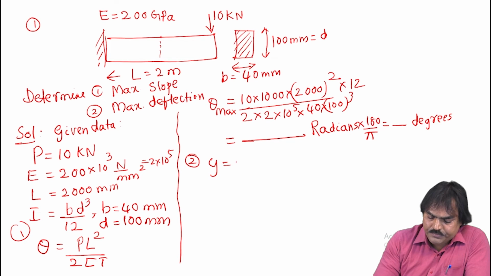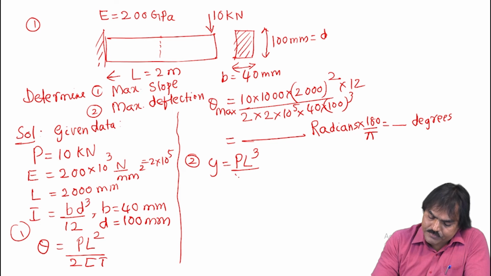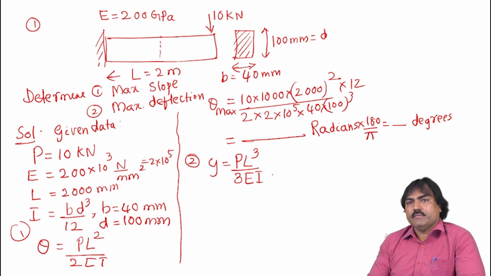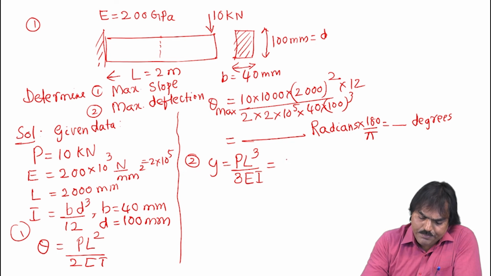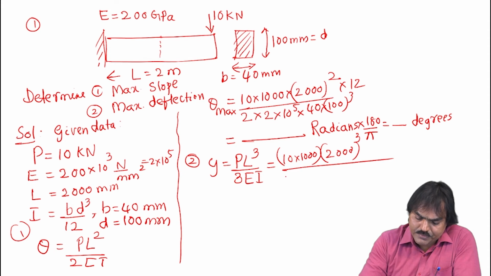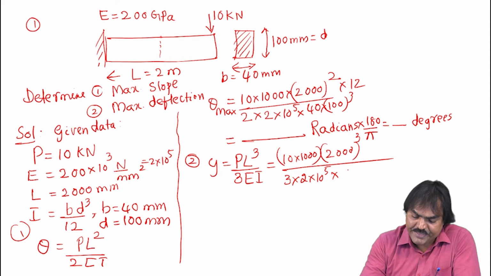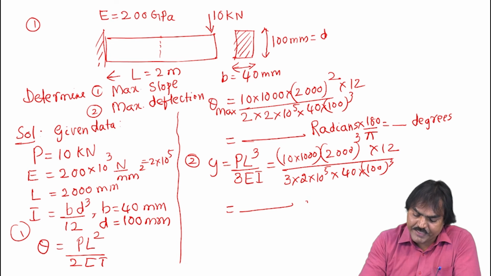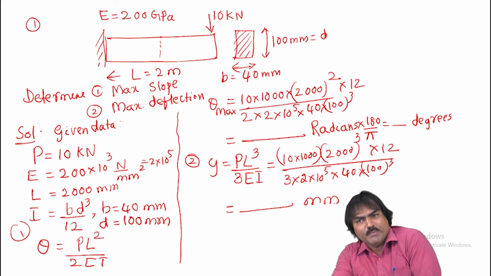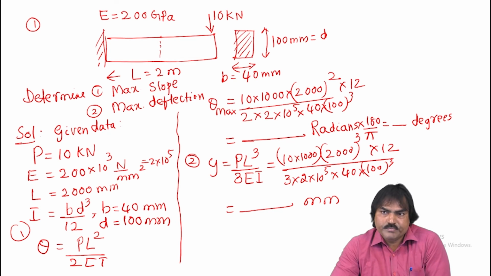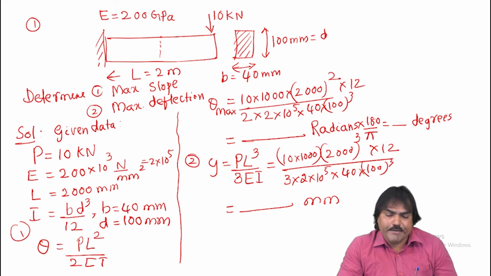What is the formula for deflection? PL cube by 3EI. So, P is given 10 into 1000, L is 2000 mm cube by 3 into E, 2 into 10 power 5, into I, BD cube by 12, B is 40 into D whole cube by 12. So that your answer will be in mm. The deflections will be very small, so that we will measure in a small unit like mm. So this way we can find the slope and deflections.